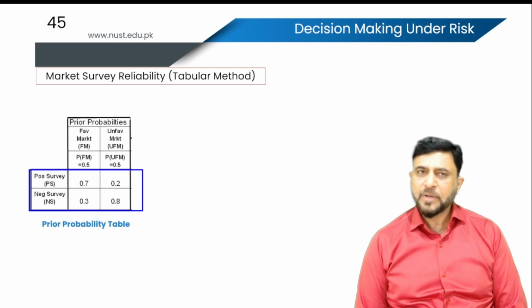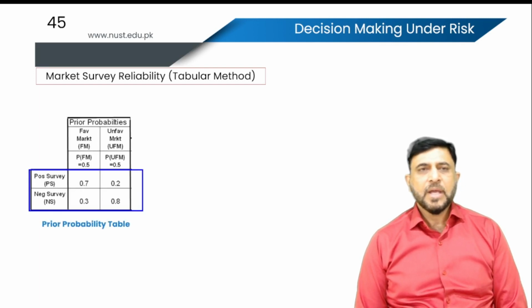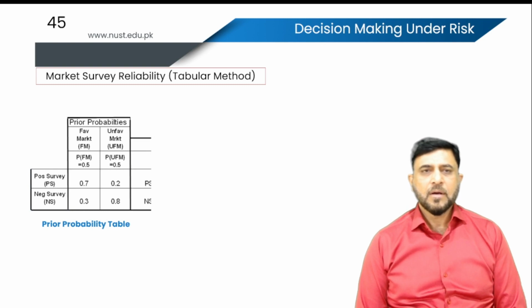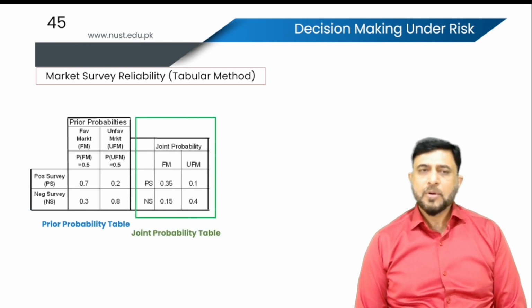With the help of the tabular method, you see that we can find when a positive survey is there and when a negative survey is there, and we can have prior probabilities for favorable and unfavorable market. You know that the probability of favorable and unfavorable market independently is 50% for both, and the conditional probabilities for both are given as 0.7 and 0.2, 0.3 and 0.8. You can find that the sum for favorable market should be 1 and for unfavorable market should be 1. These are prior probabilities.